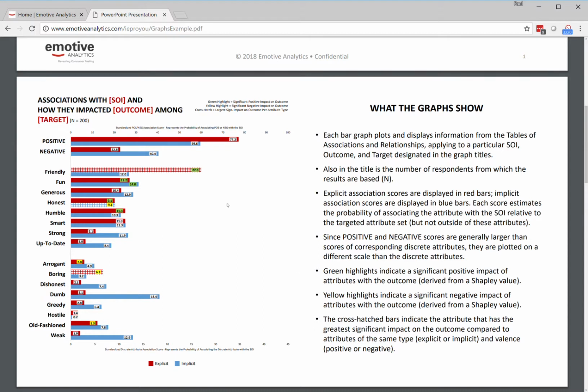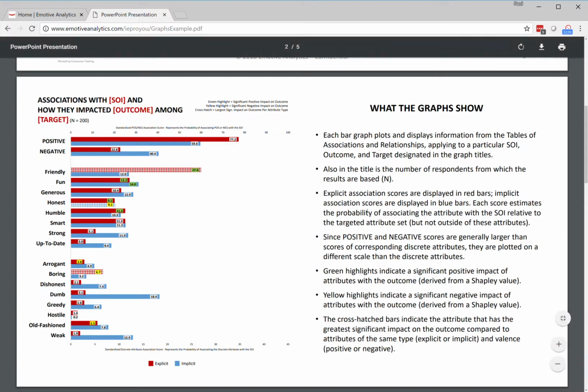First of all, the graphs in the title tell you what SOI the associations are about. And the SOI is one of the ones that you've selected and input into your study. It tells you what the outcome measure is, either preference or purchase interest, or whatever the outcome measure of interest is in this graph. And then it tells you the target, that is a description of the respondents that are being looked at in this graph. It tells you the number of them as well, the N equals 200 in this example. The target can be the total sample or, as we'll see later, a filtered demographic that you define on your own, but all of these automatically show up in the graphs.